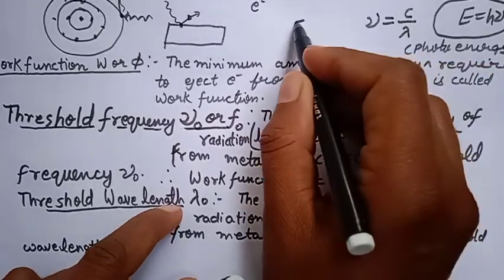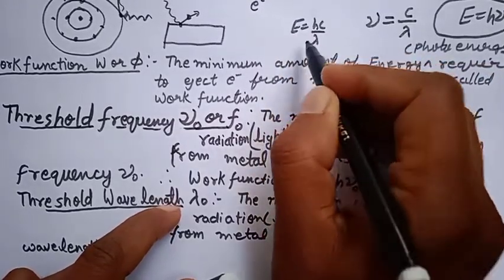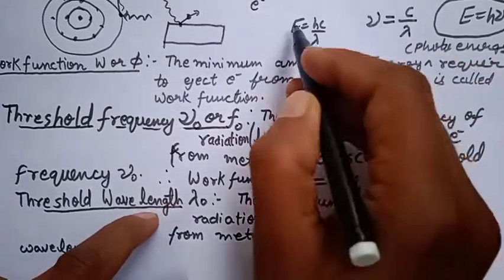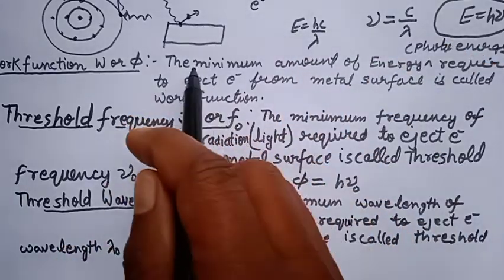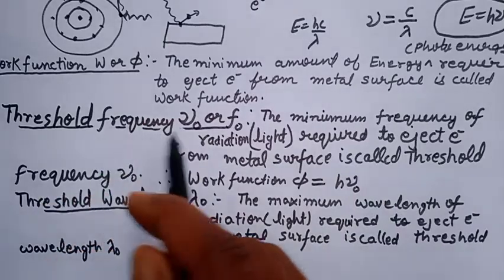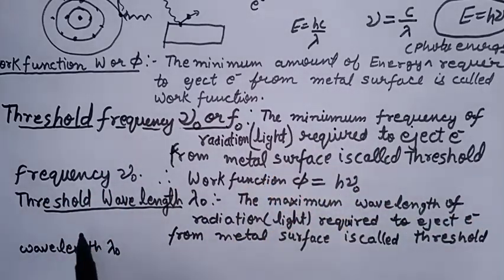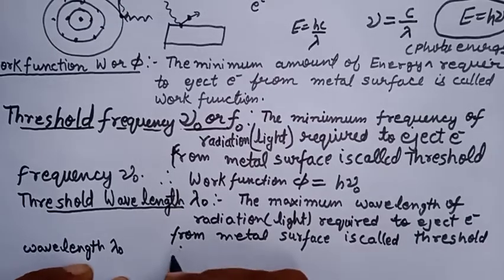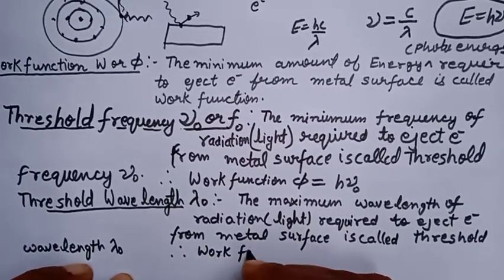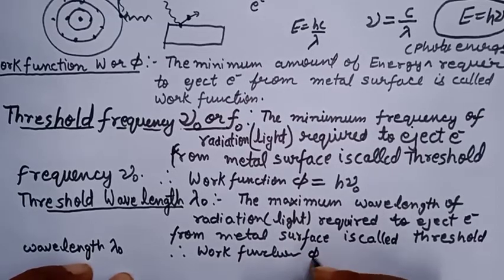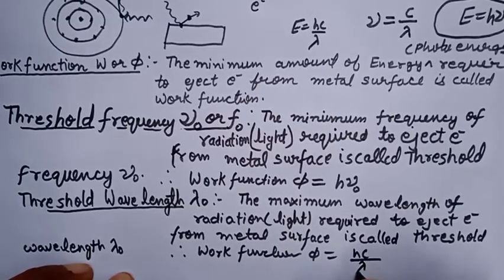If we talk about the term energy, then it will be hc by lambda. So that is why it is inversely proportional to energy, and inversely proportional to frequency. That is why for work function we use the term minimum amount of energy, for threshold frequency we use the term minimum frequency, but for threshold wavelength we use maximum wavelength of radiation or light required to eject an electron from a metal surface, called threshold wavelength. And therefore we can write its relation with work function as hc by lambda naught.